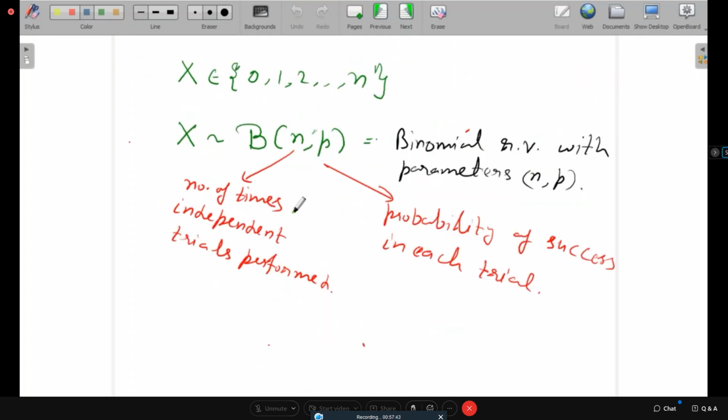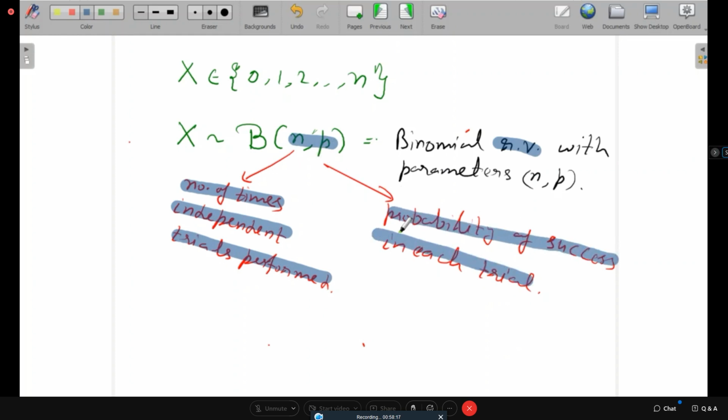So for the PMF, X belongs to 0 to n, and here is the notation: it will follow the binomial distribution with 2 parameters. Either we say binomial distribution or random variable, both are the same thing. So binomial with parameters n and p. What does n signify? n signifies the number of independent trials performed, and p denotes the probability of success in each trial.